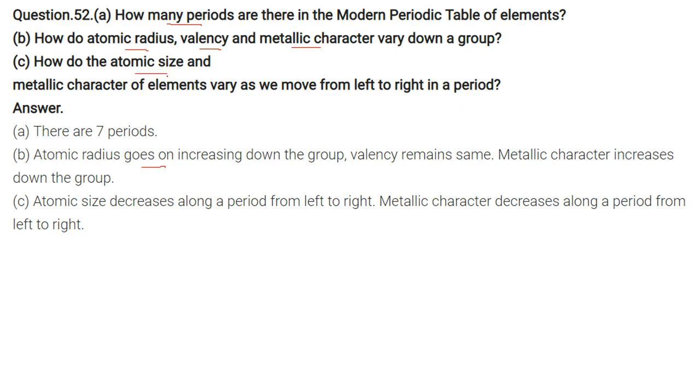How do the atomic size and metallic character of elements vary as we move from left to right in a period? The atomic size decreases along a period from left to right. The metallic character decreases along a period from left to right.